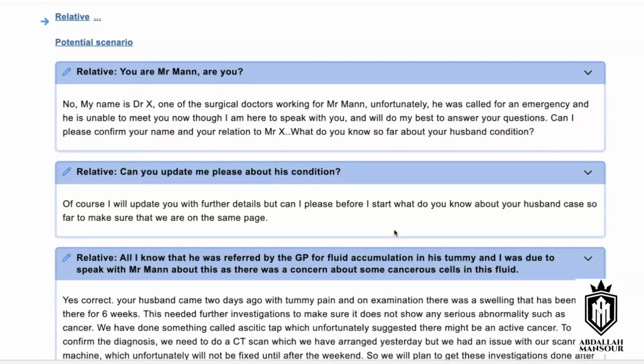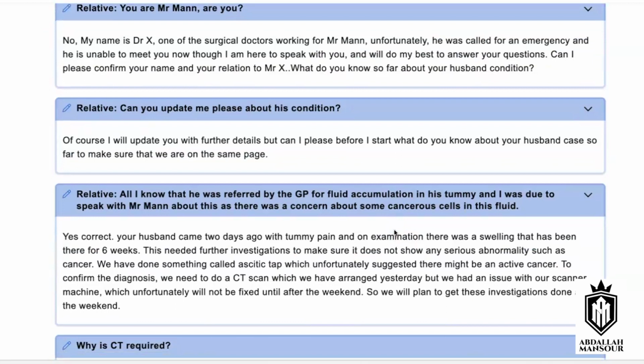So the way I would say it, I'll say, well, your father came in 2 days ago, as you know, with tummy pain from the GP. We've done some investigation for him and we found that he has fluid accumulation in the tummy, as you said. In this condition, there are multiple reasons for it. So we need to do further investigation to find out what has caused it. It could be from the liver, it could be from multiple other reasons, such as, for example, reasons as serious as cancer. But most of the time, it's medical reasons.